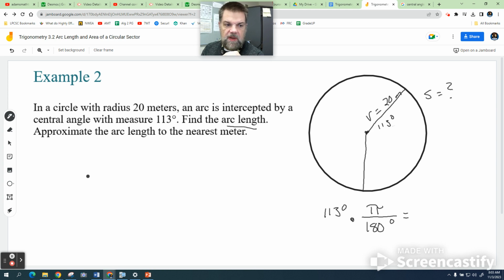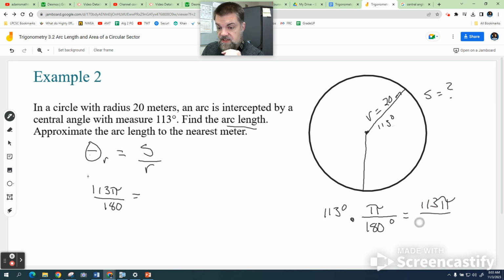So remember that theta in radians is equal to the arc length s all over the radius. So that means I'm going to have 113 pi over 180, right? That's my angle.